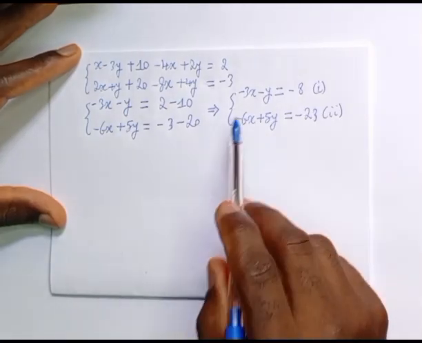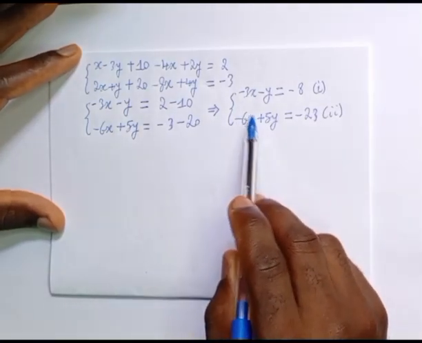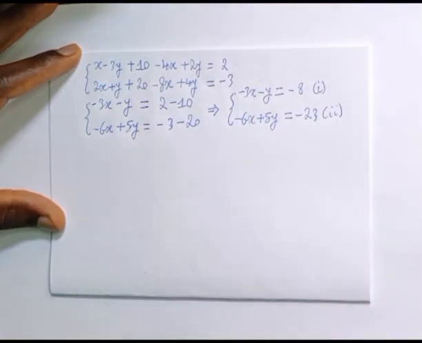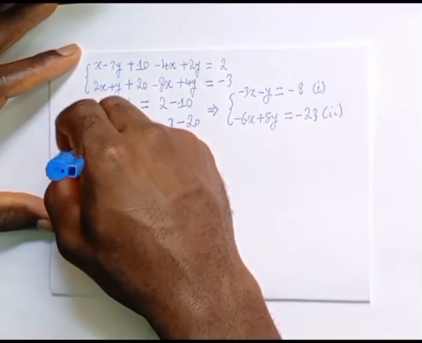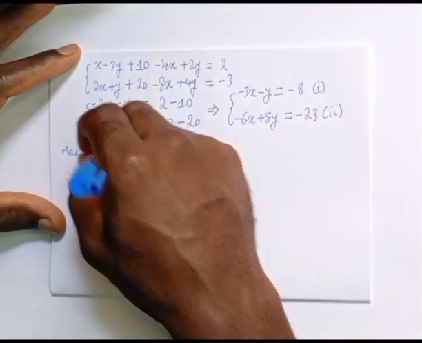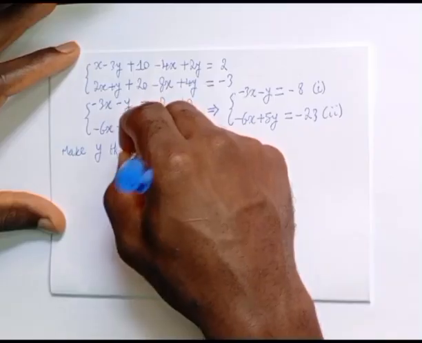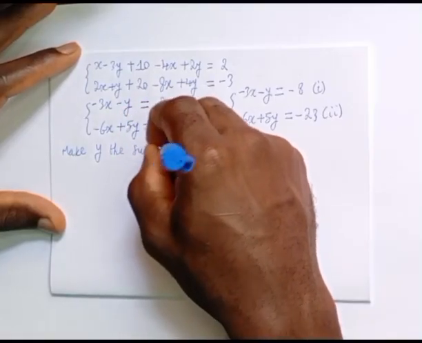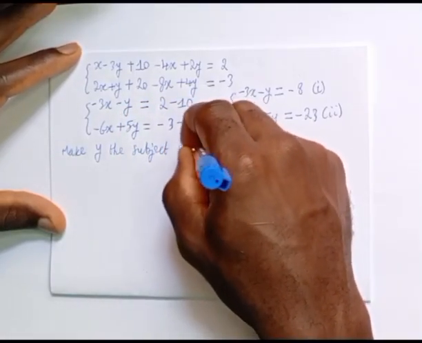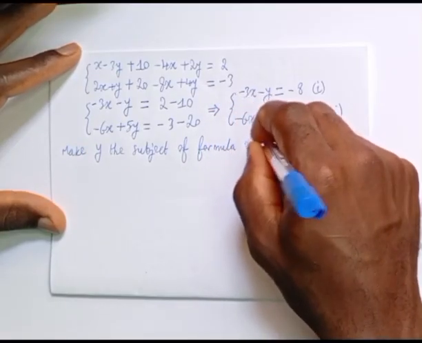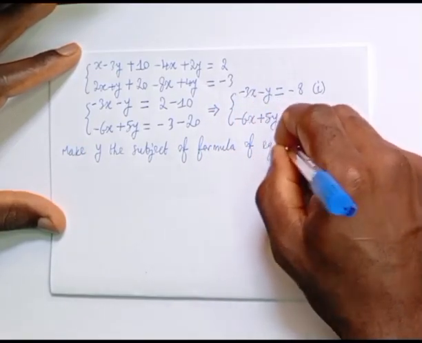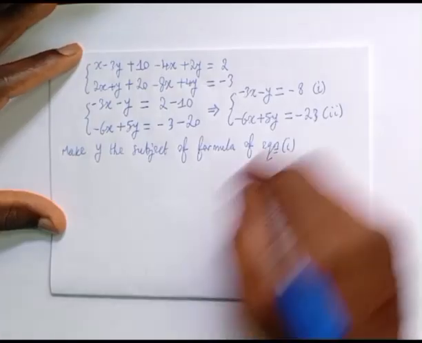Next step, we have to solve this pair of simultaneous linear equations with two unknowns for x and y. We are going to make use of the method of substitution. We are going to make y the subject of formula of equation I.